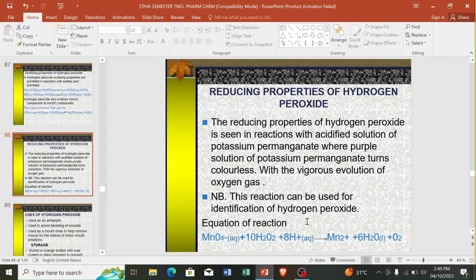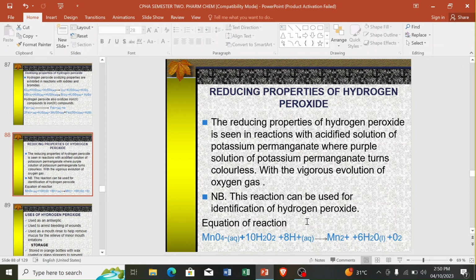So we can identify the presence of hydrogen peroxide using acidified potassium permanganate. When we see that a purple solution of potassium permanganate is turned to a colorless solution, we shall conclude that a peroxide is present. Though we have other reagents that we can use to confirm the presence of hydrogen peroxide, that we are going to look at in the next slides.